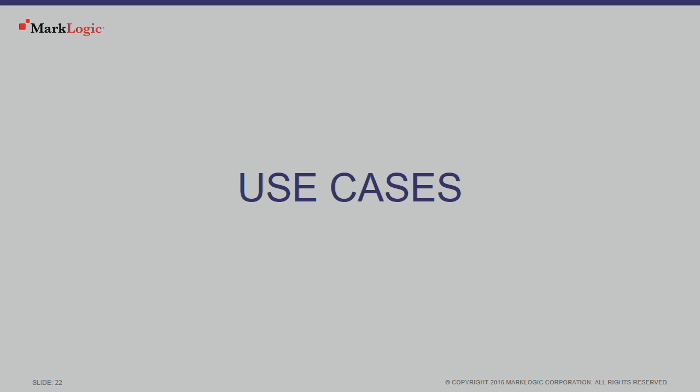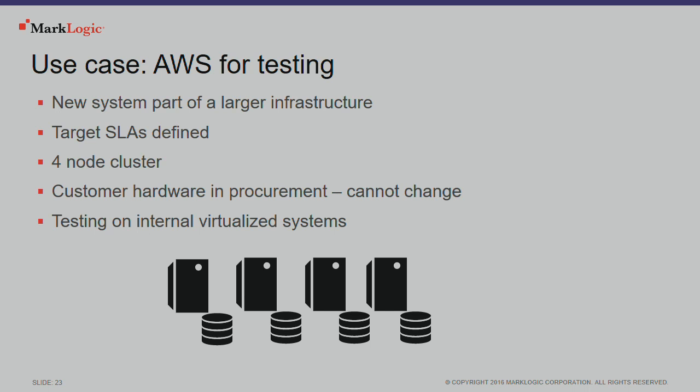So let's take a look at some use cases that are out there. The first one was a system. They weren't actually running on Amazon, but we migrated a test environment to the Amazon cloud. They were building a larger system, and MarkLogic was coming in as a transformation hub in a smaller component of it, but they had to make sure that they met their SLAs.